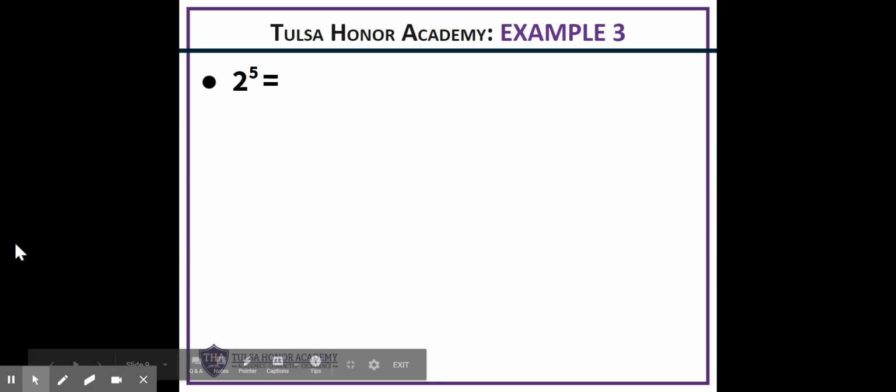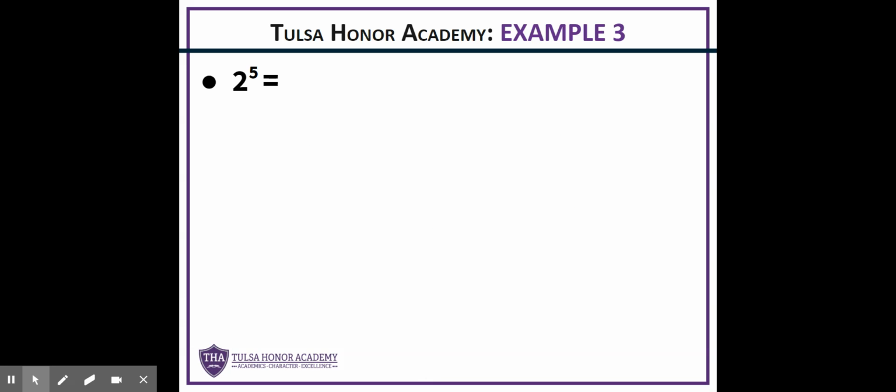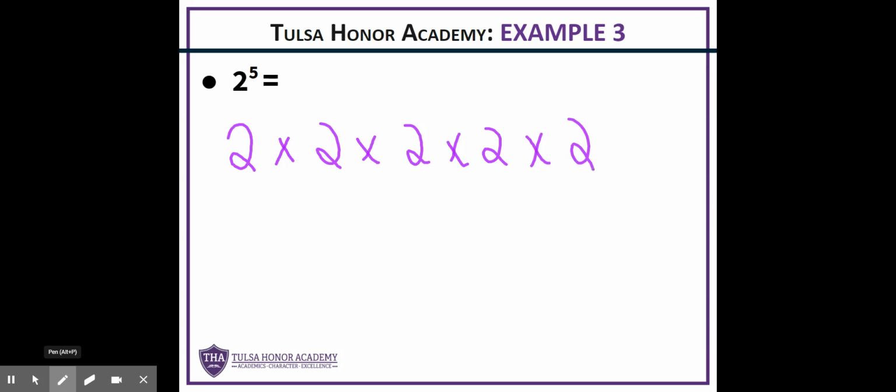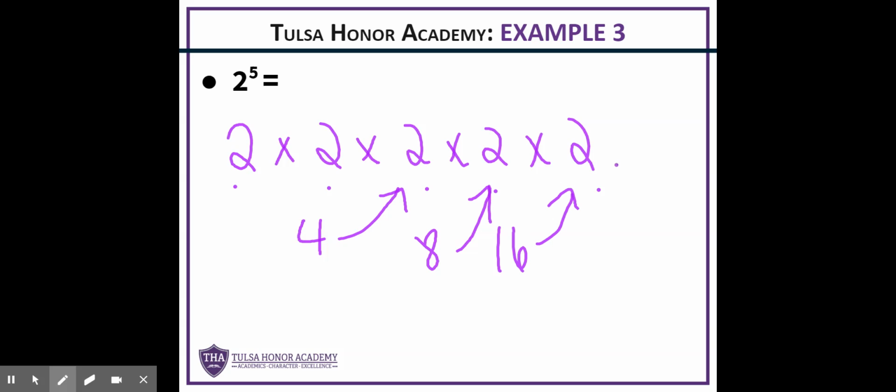Our next example is 2 to the 5th, or 2 to the power of 5, and we would just do the same thing as last time. We'd write it out 2 times 2 times 2 times 2 times 2. The reason I did it so many times is because we have to have 5 2s. So 1, 2, 3, 4, 5. 2 times 2 is 4. 4 times 2 is 8. 8 times 2 is 16. And then 16 times 2 is 32. So our answer for 2 to the 5th is 32.